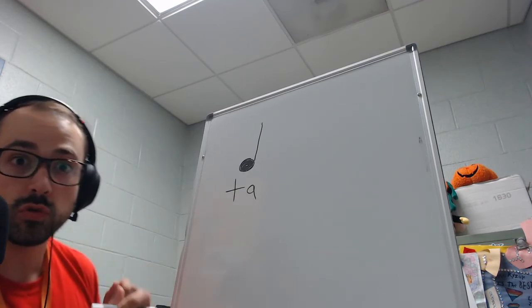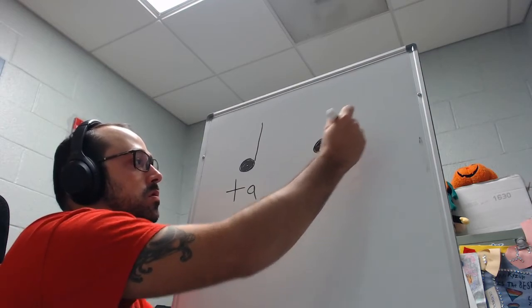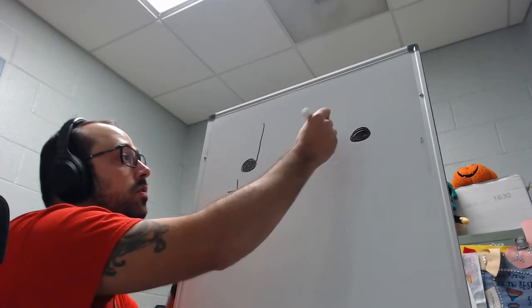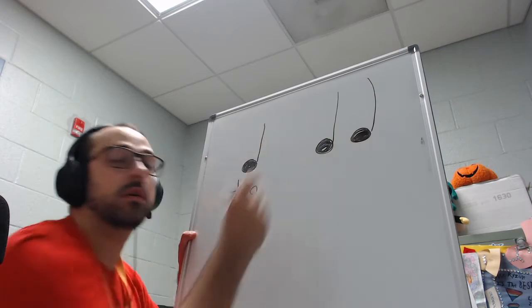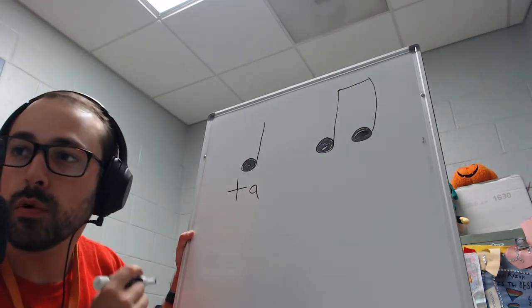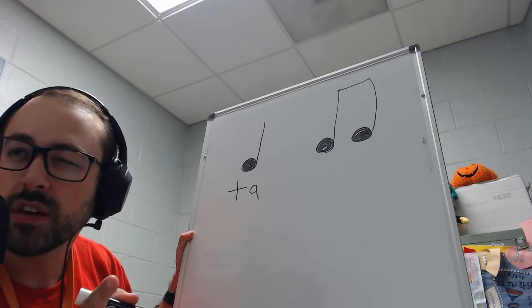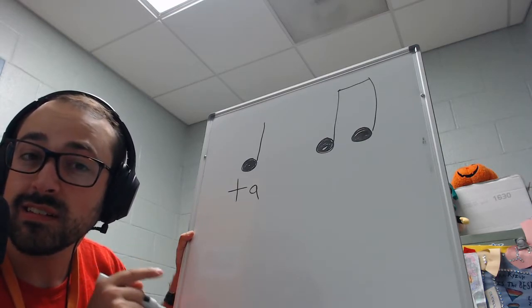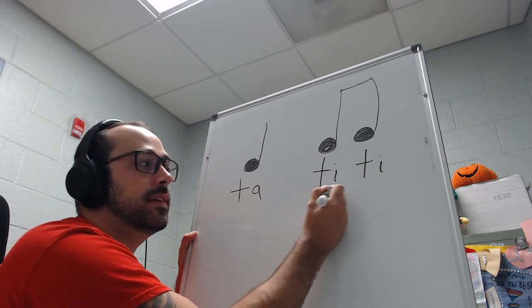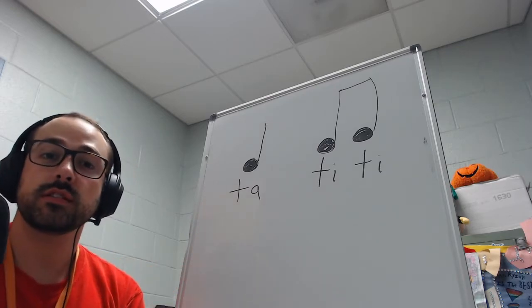This one has 2 circles, two stems, and a beam across the top. Anybody remember what we call this one? If you said ti-ti, you were correct. Ti-ti. Very good. Ti-ti is our shorter sound. That one goes like this.